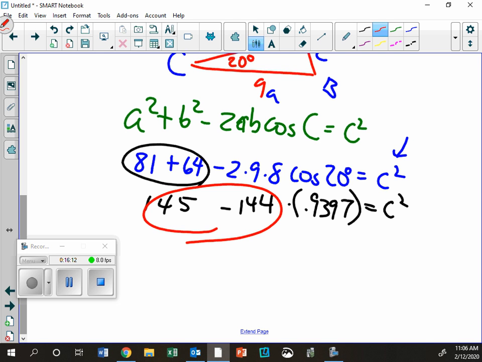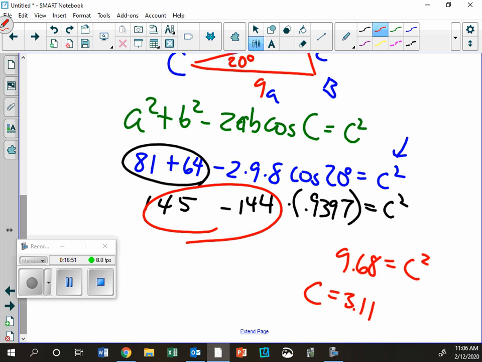So if I just type it all the way in, 145 minus 144 times, notice how many decimal places I used. A lot, because I didn't want to be accused of rounding too much and then getting the wrong answer because of that. And then, do you get why when a kid gets 9.68, they think, oh cool, the side must be 9.68? Why is that wrong? Square root. Got to square root that. So I'm going to go second, square root that answer, second answer, and I have 3.11. So C is 3.11.